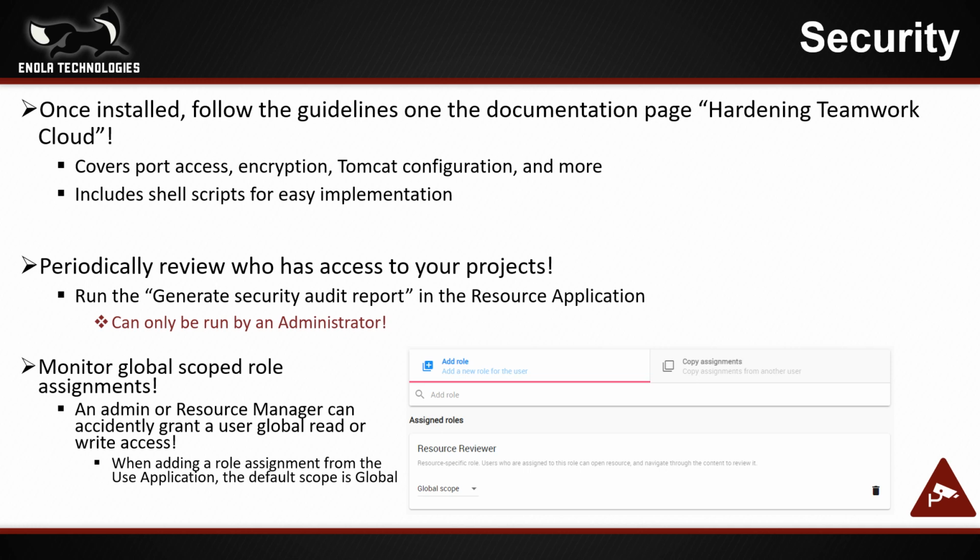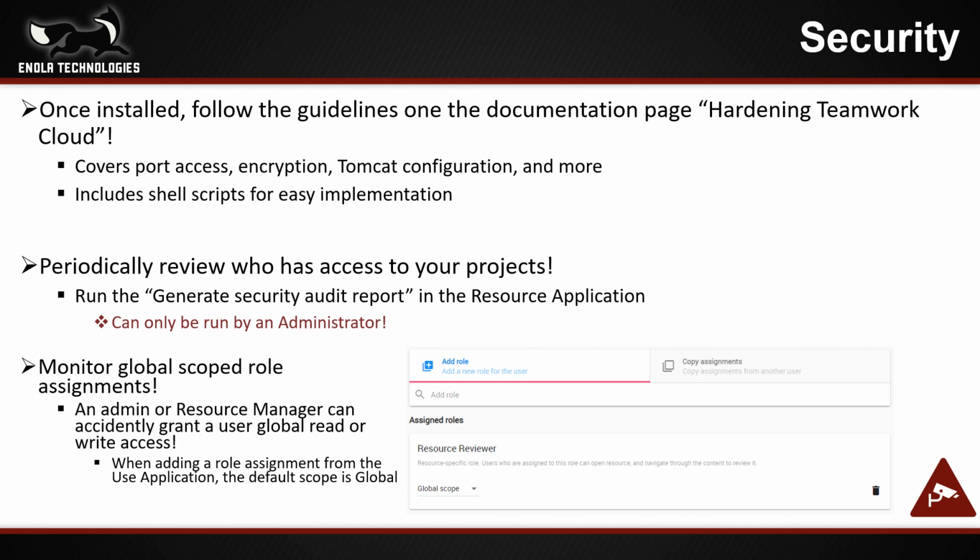Second on security is you need to periodically review who has access to your projects. This can be done from a project manager standpoint and an administrator standpoint. Thankfully, there are some things built into the tool now to make this a little easier. One is the security audit report that you can run when you're looking at a resource in the resource application of TWAdmin. You can click on the three dots and click Generate Security Audit Report.